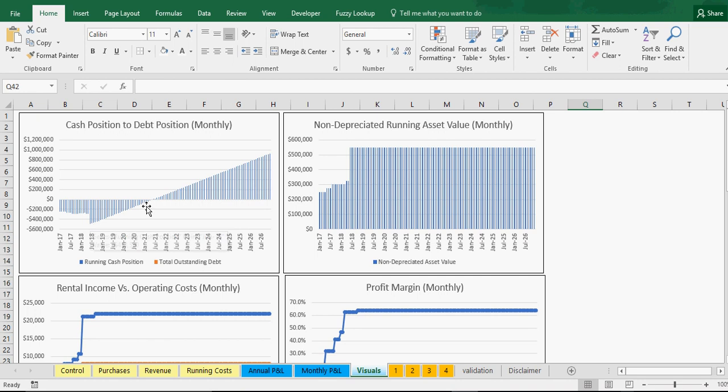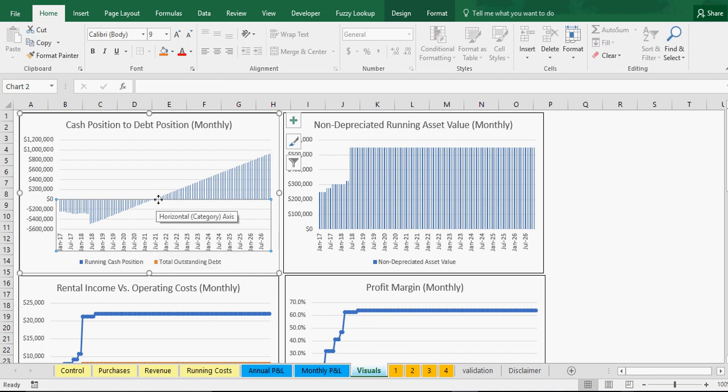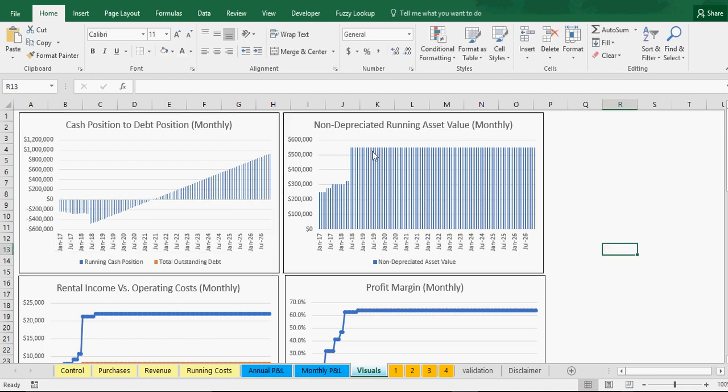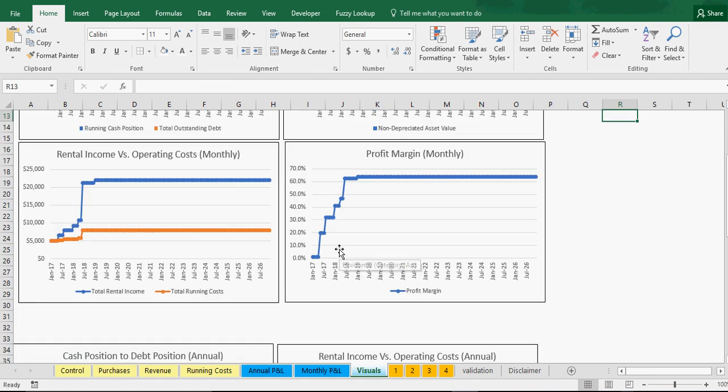Now if you put it out of pocket, you can see your break even is, assuming you start with all these scenarios in January of 17, your break even is right here around January of 2021. And then you're cash flow positive. You made your money back. Here's the asset value. You can see as they kind of go up, and then we stick there, because I didn't add anything down the road. Profit margins.